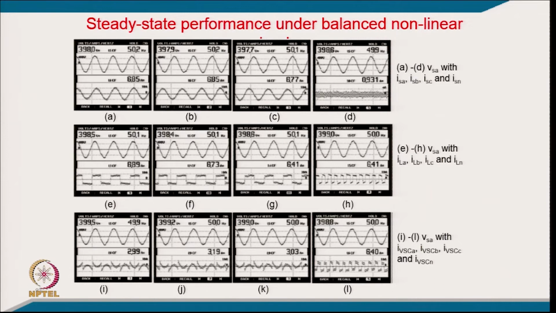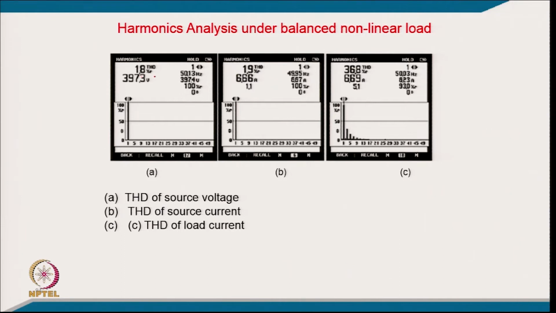These are the 3-phase grid currents, which are in phase with the voltage, sinusoidal balanced currents, and the neutral current is almost 0. But you can see the 3-phase load currents are like square waves, and this is the neutral current in the load. This is a reasonable neutral current, and these are the 3 shunt active filter currents, and this is your neutral current in the 4th wire. You can see now the voltage THD is 1.8%, the current THD is 1.9%, and the load current THD is 36.8%.